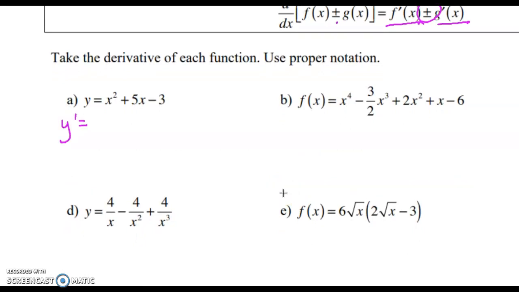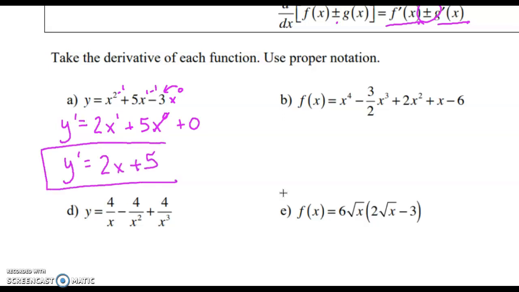we've got a power rule, so you bring the 2 and we subtract 1. This one, we're going to multiply, subtract 1, and then this is like x to the 0. So if I bring that down and multiply, and remember a constant was always 0, this x to the 0 is 1, and so our derivative is going to be 2x plus 5. Eventually, you'll be able to do that all in one step.